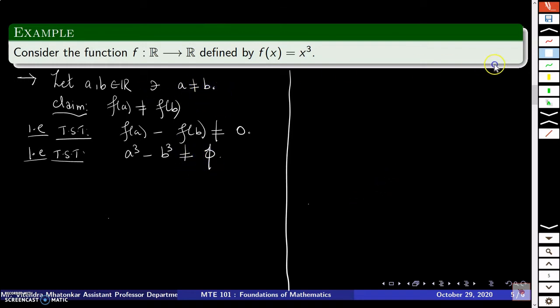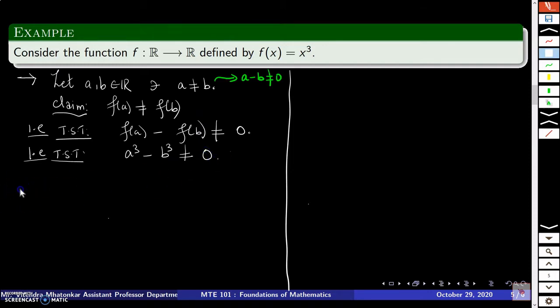And note that a is not equal to b. It's given that a is not equal to b, right? So since a is not equal to b, a minus b is non-zero. This is one conclusion from this fact, right? Now, I want to show that a cube minus b cube will never be equal to 0.